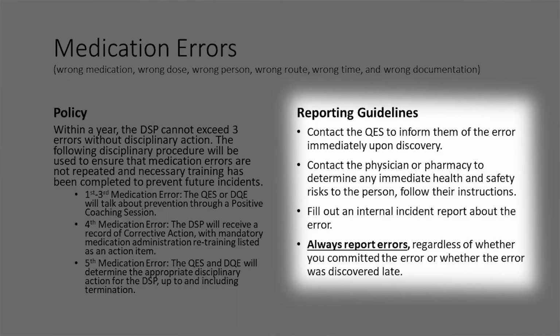Reporting guidelines: contact the QES to inform them of error immediately upon discovery. Contact the physician or pharmacy to determine any immediate health and safety risks to the person. Follow their instructions. And fill out an internal incident report about the error. Always report errors, regardless of whether you committed the error or whether the error was discovered.